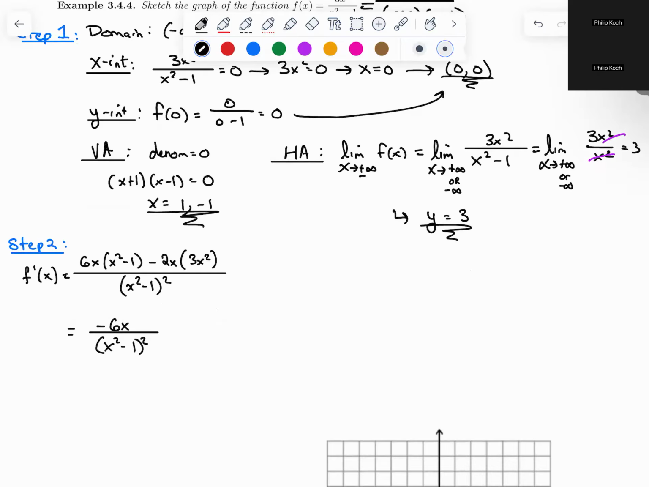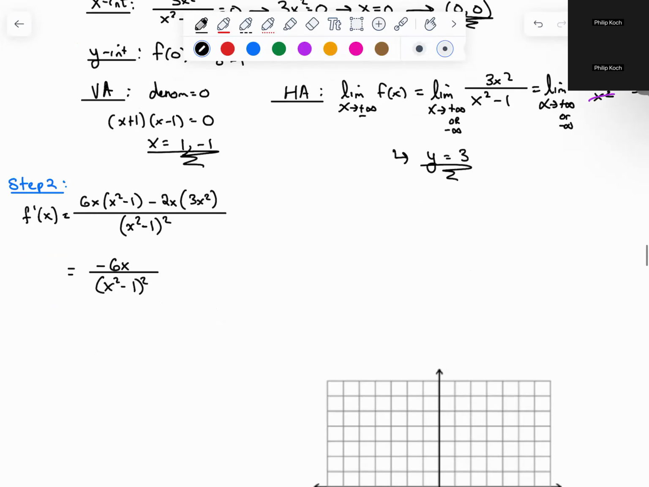Because you get a 6x cubed minus 6x minus the 6x cubed, the 6x cubes cancel. So we have that. And in order to find where the function is increasing and where it's decreasing, we need to find the critical values. So we'll set the derivative equal to 0 or DNE, and we will get x equals 0, 1, and -1.